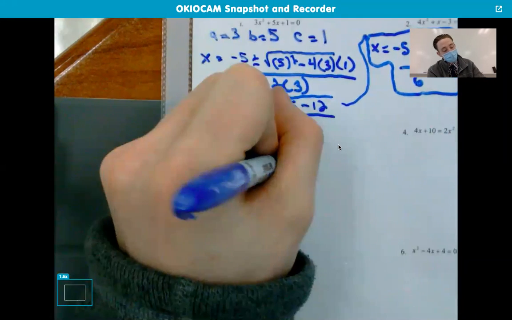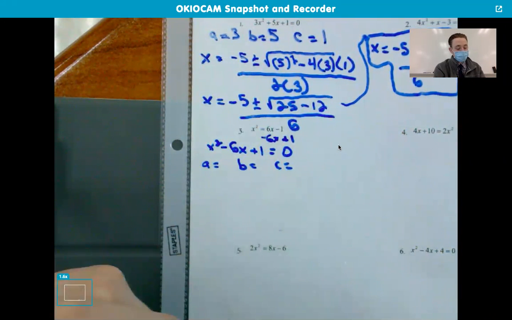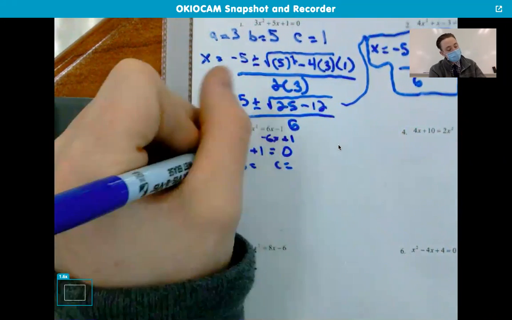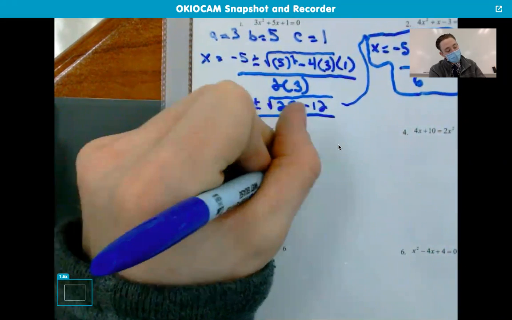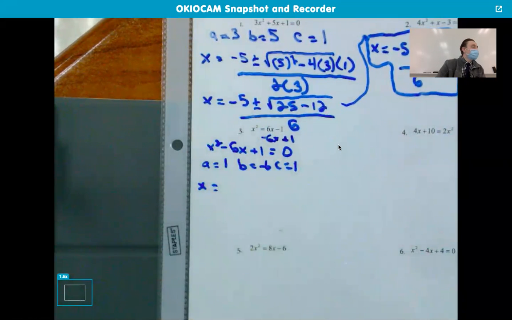I have everything set equal to 0. What are my A, B, and C values? One, negative 6, and 1. Does anybody feel confident telling me what the next line should be? So after I plug in all my values, what should it look like?